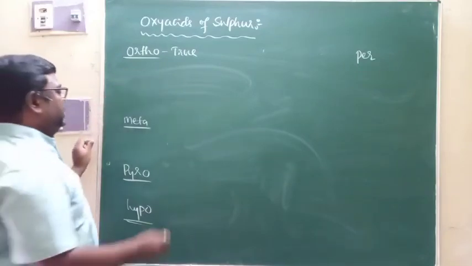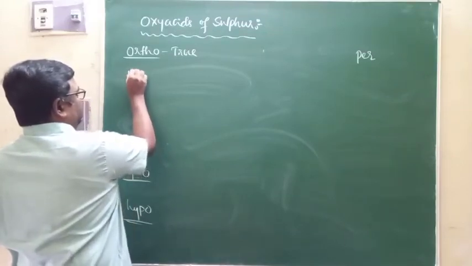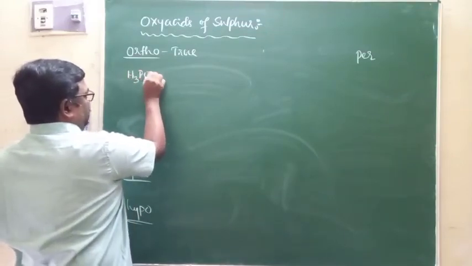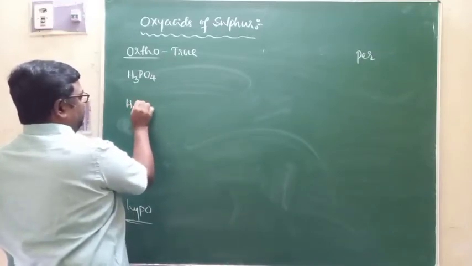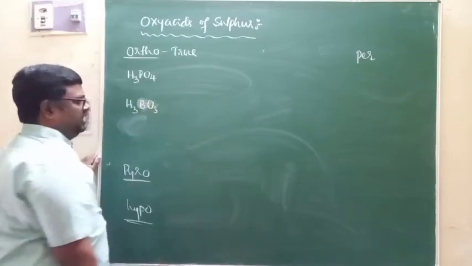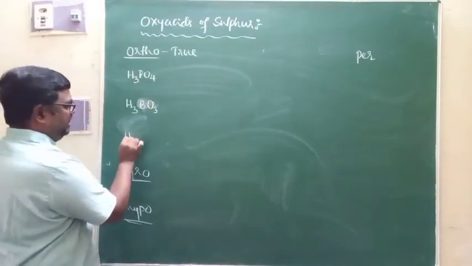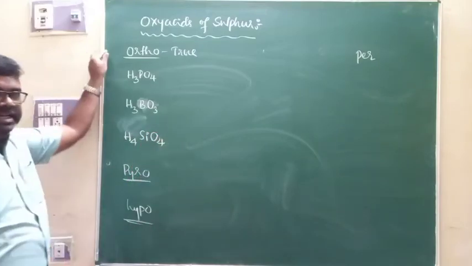As far as ortho is concerned, we have H3PO4, that is orthophosphoric acid. Similarly, H3BO3, that is orthoboric acid. Similarly, H4SiO4, orthosilicic acid.